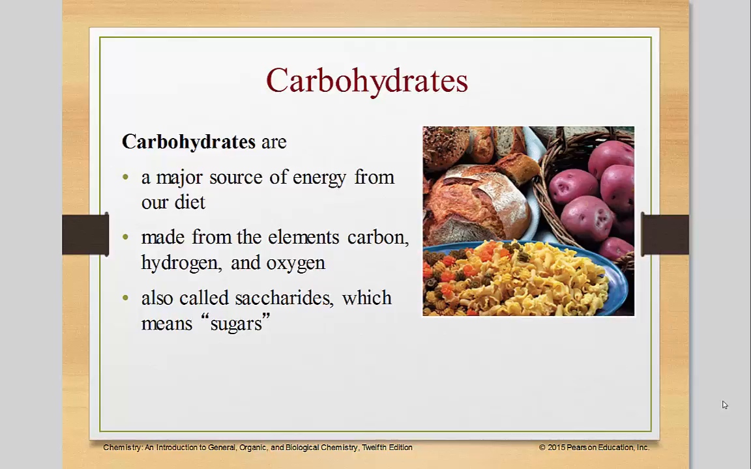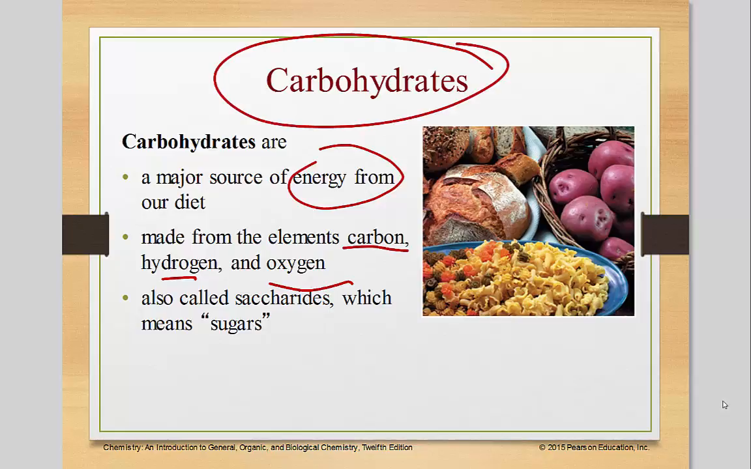This tutorial is an introduction to carbohydrates. Carbohydrates are a major source of energy from our diet. They're made of the elements carbon, hydrogen, and oxygen only. If we actually break down the term carbohydrate, hydrate means water. Carbo is short for carbon. So we have carbon and water. So there's our carbon, hydrogen, and oxygen there. It's also called saccharides, which means sugars.